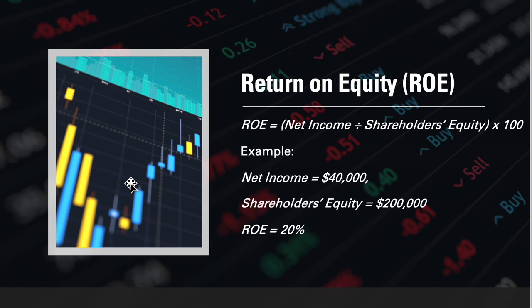Now let's have a look at return on equity. Return on equity or ROE is crucial for shareholders because it shows how much profit a company generates with their investment. It's calculated as net income divided by shareholders' equity. For instance, if a company has net income of $40,000 and shareholders' equity worth $2 lakh, then the return on equity will be calculated as $40,000 upon $2 lakh, that is 20%.